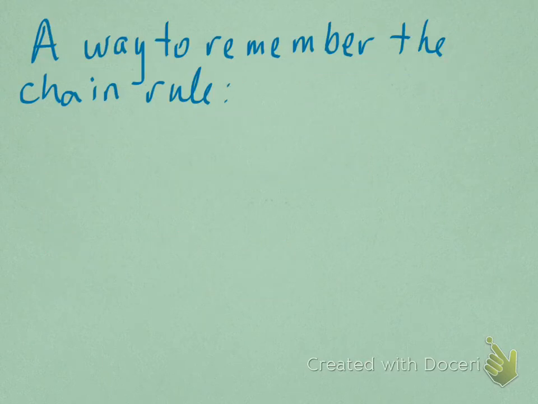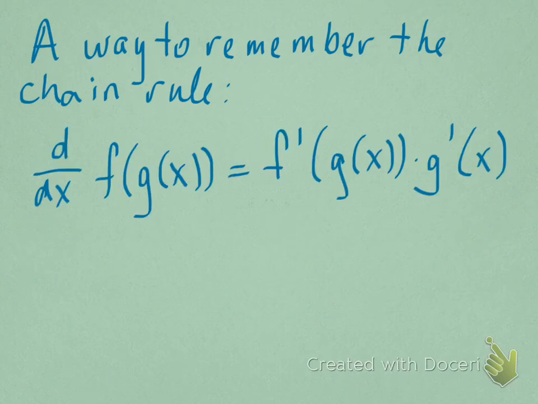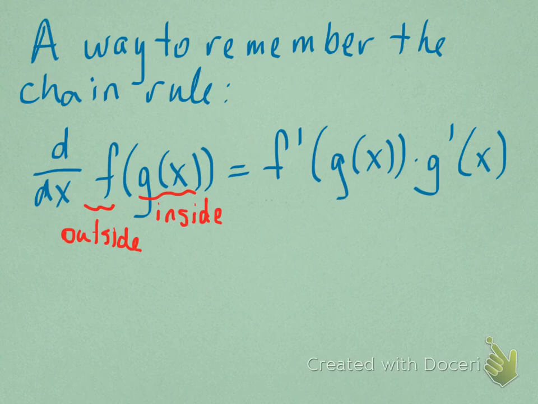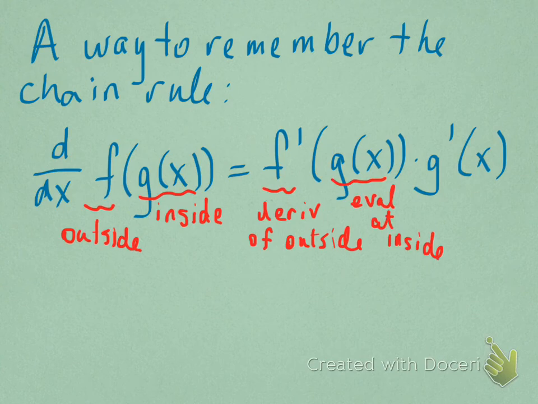And so here's another way to remember the main version of the chain rule, or the first version that I wrote. So d dx of f of g of x is f prime of g of x times g prime of x. So if f is the outside function and g is the inside function, then the derivative of f of g of x is the derivative of the outside evaluated at the inside times the derivative of the inside.